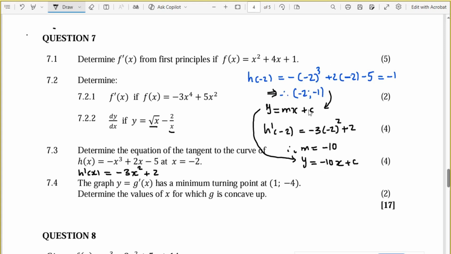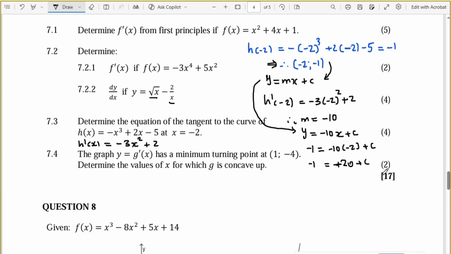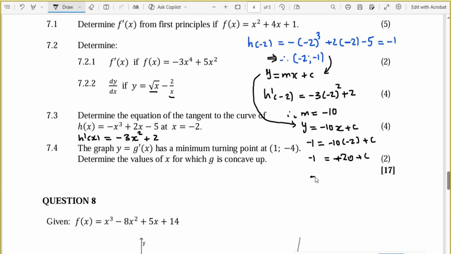So now we need to use that point of contact to find the value of c. Where there's y, I put minus 1, and this is equal to minus 10. Where there's x, I put minus 2, plus c. Then you just have to solve this. So this will give us minus 20 plus c, and then this is minus 1. Oh, this will be positive since it's a negative and a negative. Therefore, the 20 will go to the other side to be negative. So negative 21 is equal to c.